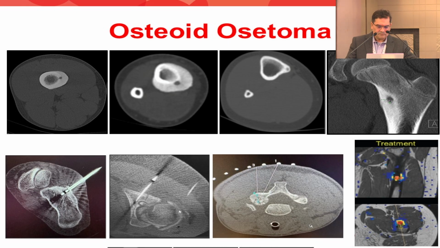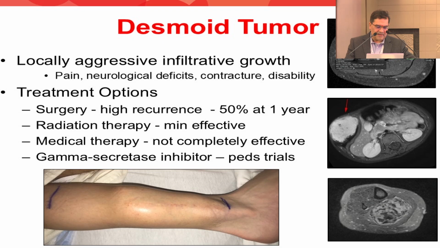Desmoid tumors are a little bit more challenging than osteoid osteoma, obviously quite a bit larger, more painful, more symptomatic, and surgery is not really a good option here, neither is radiation or medical therapy.